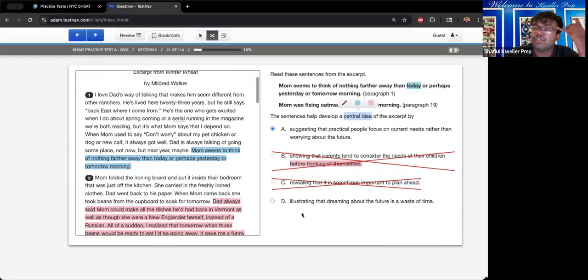And then D says illustrating that dreaming about the future is a waste of time. This is not mentioned in either one, so there's no mention of dreaming. So the answer should just be A. The mom is a pretty practical person. Does anyone have any questions about that?